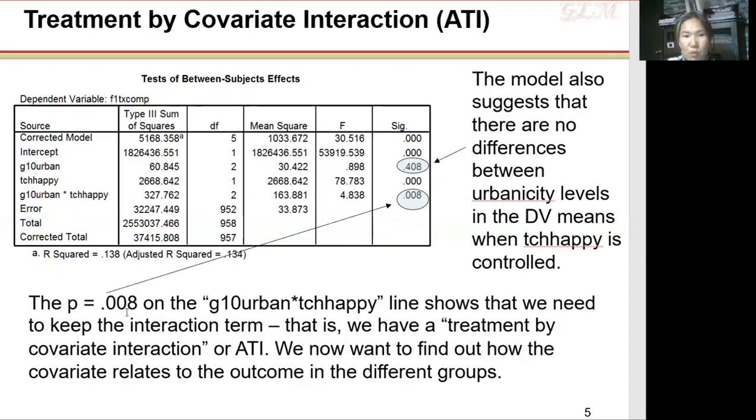So p-value 0.008. This interaction term is statistically significant. So the p-value on the G10 times teacher happiness line shows that we need to keep the interaction term. That is, we have a treatment by covariate interaction, or ATI, aptitude treatment interaction. We now want to find out how the covariate relates to the outcome in the different groups.